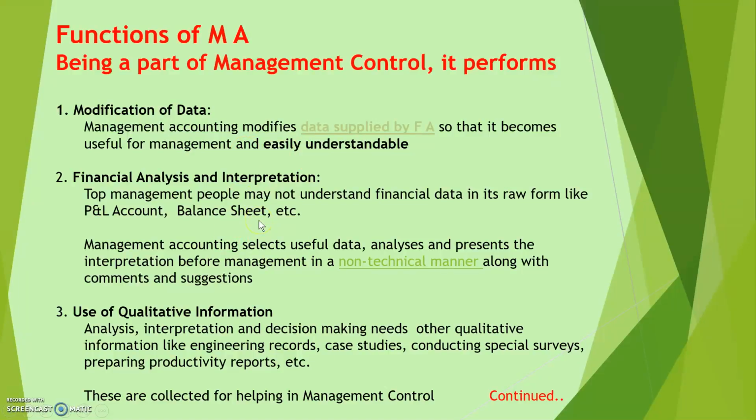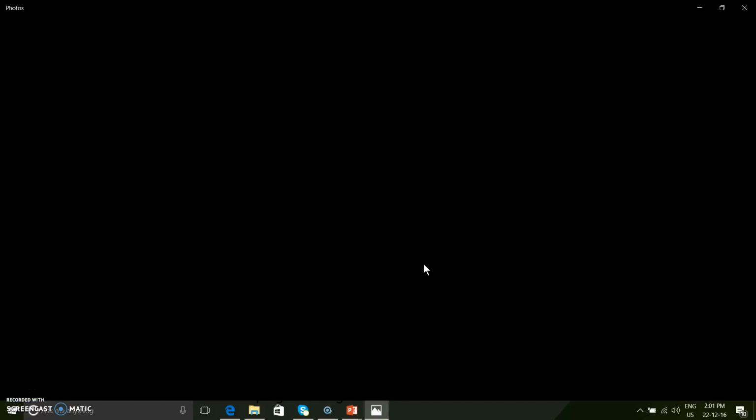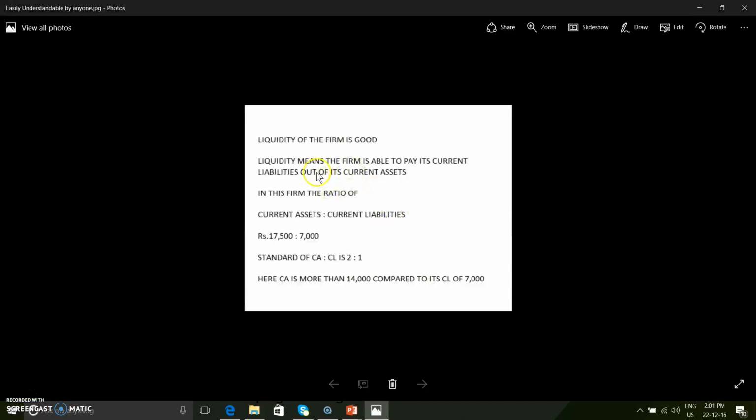Then second one, financial analysis and interpretation. Top management people may not understand the financial data in its raw form. So what management accounting does is it takes the data, analyzes and presents the information in such a way that even non-technical people can easily understand it in a non-technical manner. Let us see the same balance sheet, where one piece of information is taken here, that is the liquidity of the firm. What is liquidity? Liquidity means the firm is able to pay its current liabilities out of its current assets.